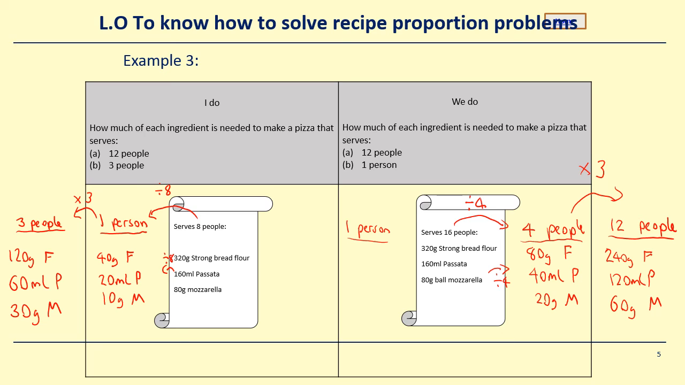I'm just going to divide these by 16 because all of these numbers are multiples of 16. So 320 divided by 16 gives 20 grams of flour. 160 ml divided by 16 gives 10 ml of passata. And 80 grams divided by 16 gives 5 grams of mozzarella. Okay? Right, okay.